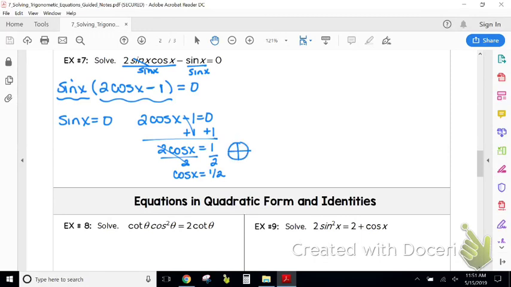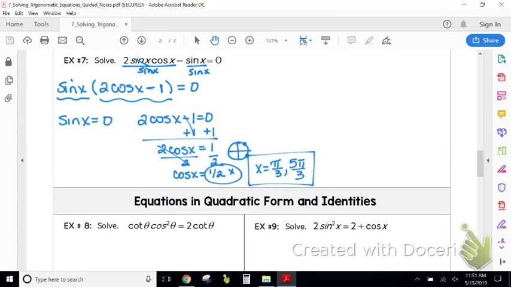So cosine is a positive 1/2. Cosine is positive in what quadrants? 1 and 4. Cosine is what? X or Y? X. So where is x a positive 1/2 in quadrant 1? Pi over 3. And what about in quadrant 4? 5 pi over 3. So there's 2 of my solutions.